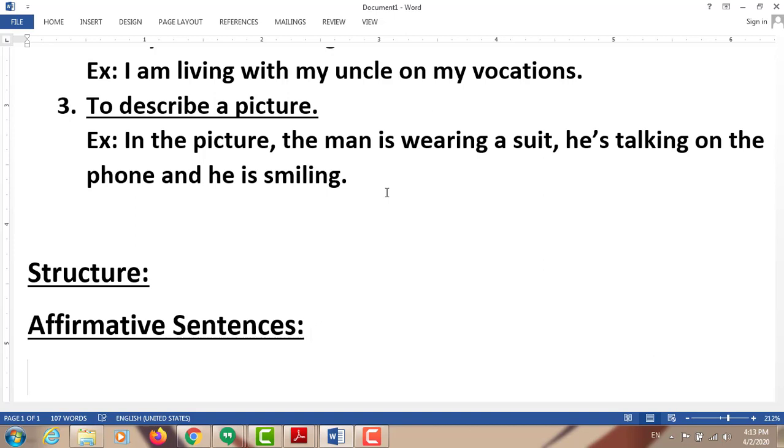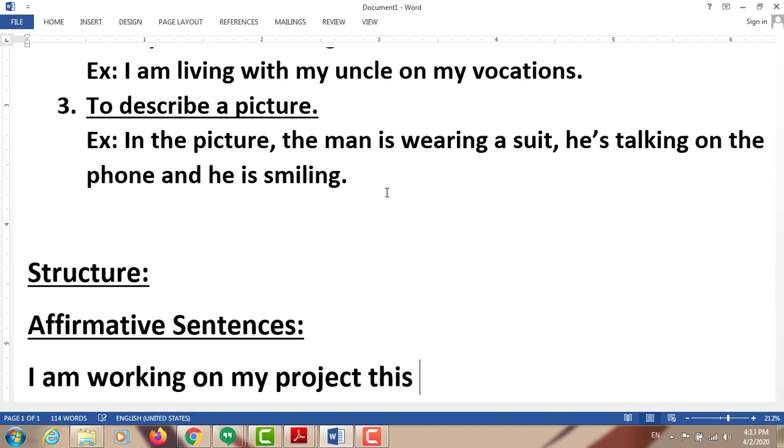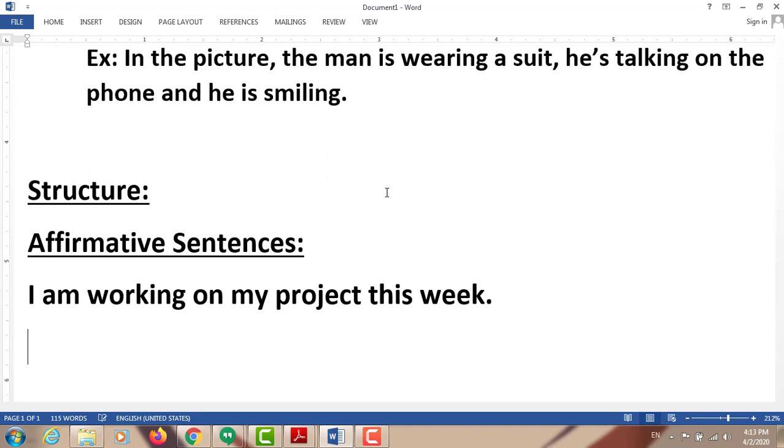For example, I say, I am working on my project this week. I'm working on a project this week. First, we have subject, and then we have to be. Let me write it, then I will explain. And the verb takes ing form. And then ing form, and then we have, of course, complement.